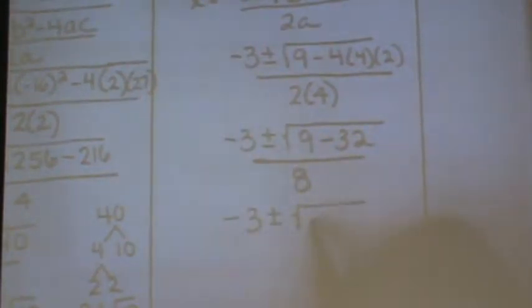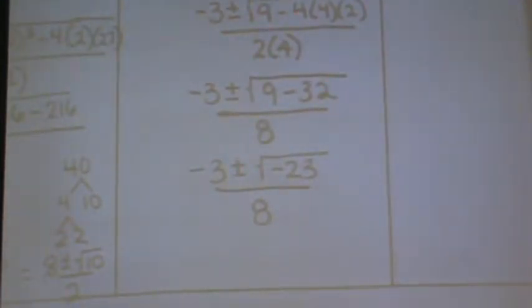Anyone have the answer yet? I got the same answer. Well, what's the answer? Negative 3 plus or minus the square root of negative 23 over 8. So is that where it crosses the x-axis? You can't take the square root of a negative. So what do you think the answer is? There's no solution.